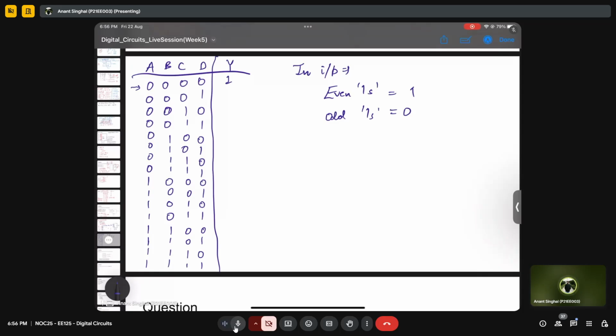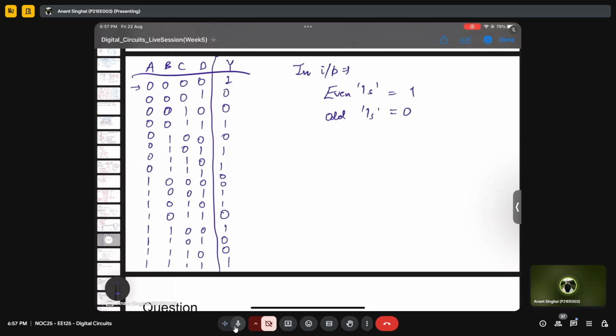So I'll write the output now quickly. So this is 0, this is 0, this is 1, this is 0, 1, 1, 0. So this is 0, 1, 0, 0, 1, 0, 1. I hope the output is already clear to everyone.